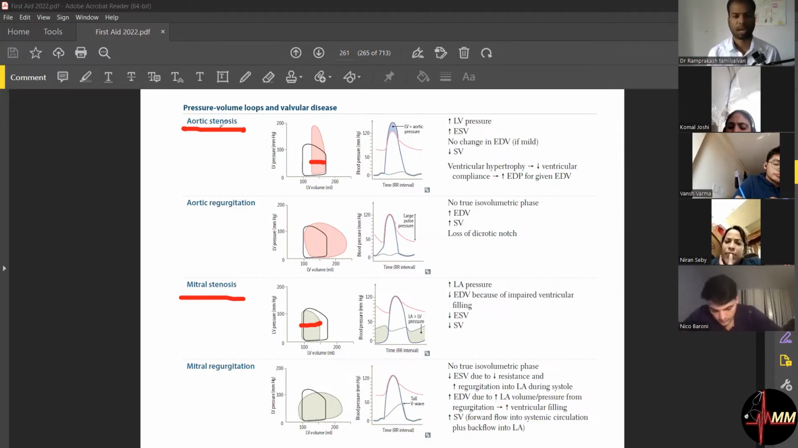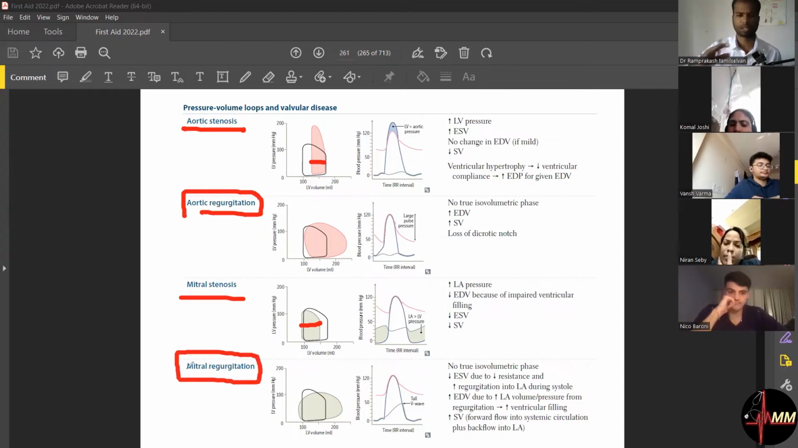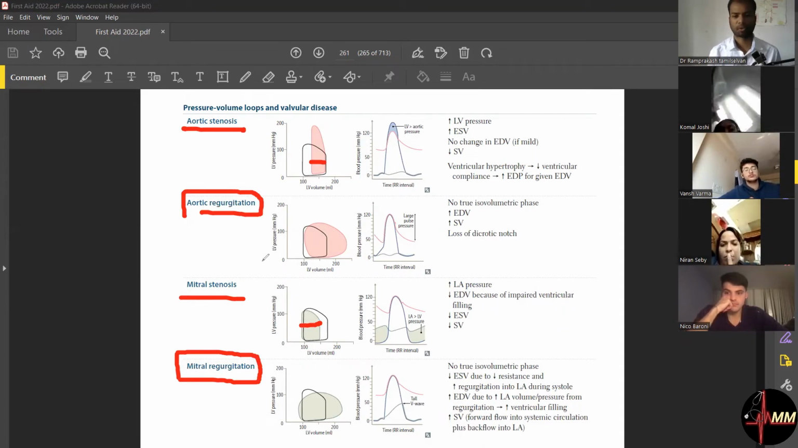In aortic stenosis or mitral stenosis, there is going to be decreased stroke volume, number one. And in the regurgitation state, there is going to be increased stroke volume. This page is very important for your exam. You have a lot of UWorld questions in the exam. Do everything and get the right concept. Fine, for regurgitation there is increased stroke volume.